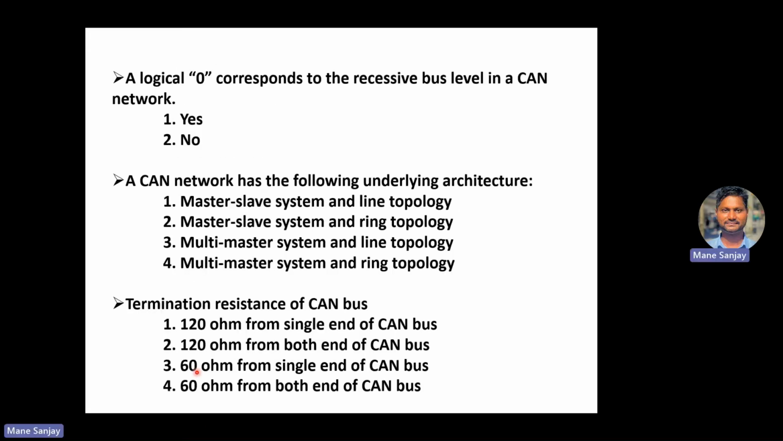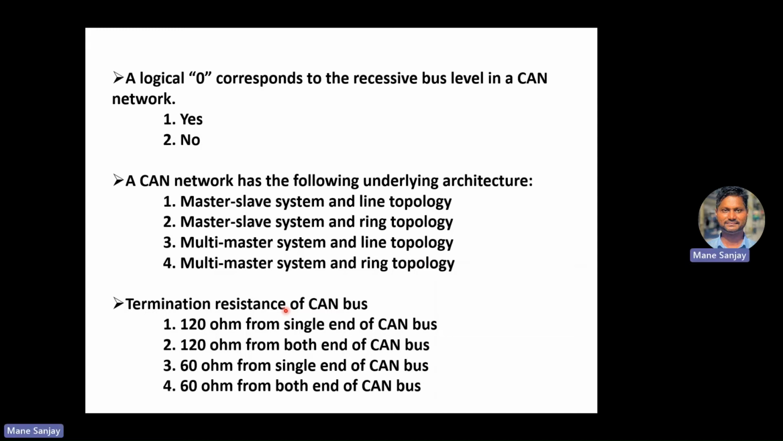The next is, logic 0 corresponds to the recessive bus level. No, logic 0 is the dominant state. The CAN network has the following underlying architecture. What is the architecture being used in the CAN network? That is the beauty, and the answer is multi-master line topology. There is no slave or master-slave communication. It's a multi-master. Everyone can participate. And it's not a ring topology. In the ring topology, if one of the nodes fails, the link breaks between the other nodes and the communication stops.